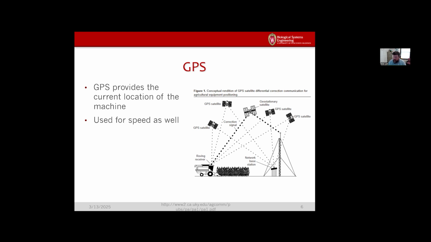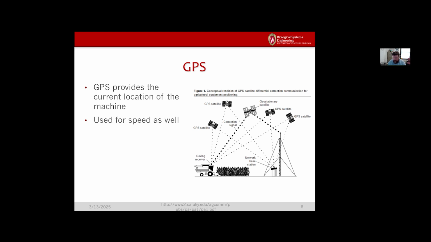So we can get into the survey side of things also. But usually we have a roving receiver, and then we have the satellite sending a signal to the rover. We'll get into DGPS here in a minute. I think I have another slide for that, so I'll leave it alone for a second.